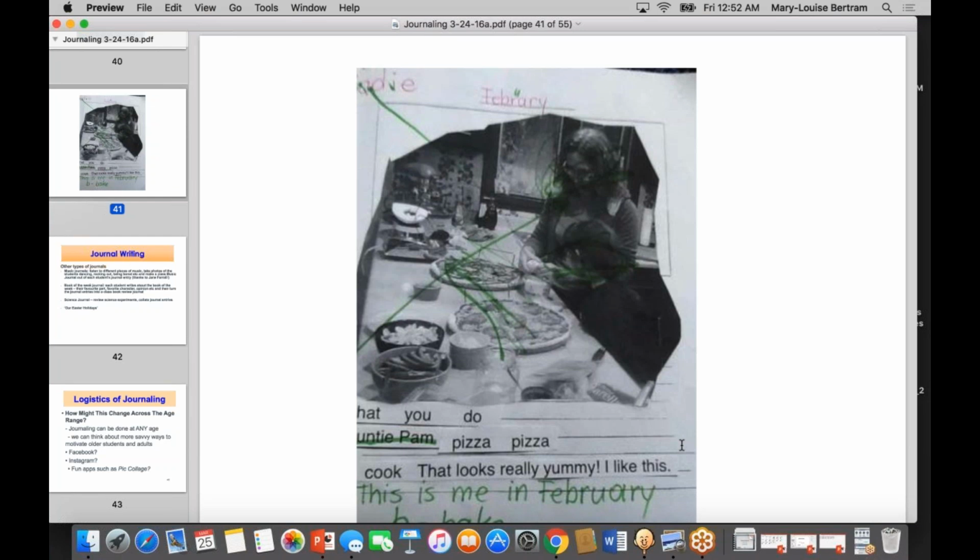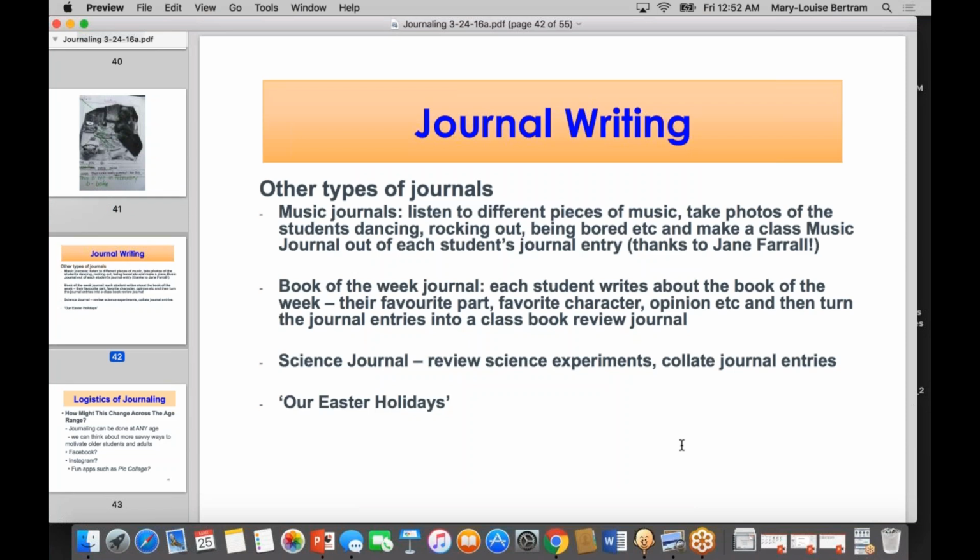So let's go to the next slide, talking about summarizing journal writing. So Mary-Louise, you've talked about this a little bit, but I think a little more is great. Yes, so we talked about the music journal idea that Jane Farrell contributed. Another overarching topic that some classes do might be the book of the week. So they're trying to bring some cross-curricular ideas in, that it might be a history book that you're looking at. So the overarching theme of our journal is going to be our book of the week, but each student is going to choose something that's particularly meaningful or that they want to do about that little topic.